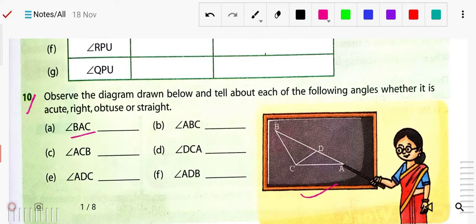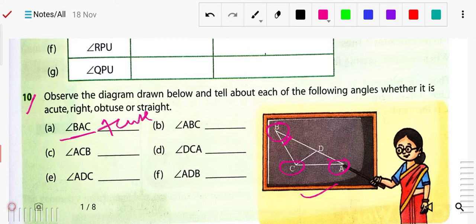So angle BAC, so where is the B? Okay, now where are the A and C? So which type of angle is it forming? This is an acute angle, because it is greater than 0 and less than 90. So you can write here acute.